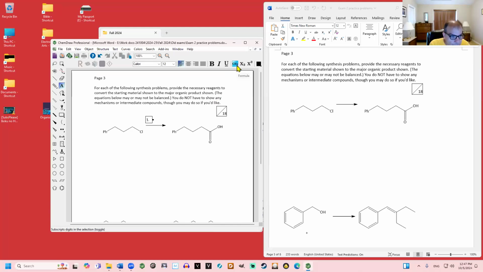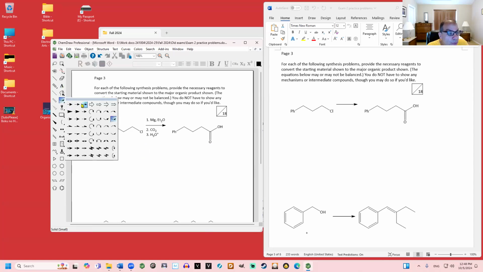You could treat this first with magnesium in either diethyl ether or THF. Both are equally acceptable. And then with carbon dioxide, and then with dilute aqueous acid. That's carbonation of a Grignard reagent. So you go from Cl to MgCl, you make the Grignard reagent, then you add CO2 and you make CO2 minus, then you protonate it and make CO2H. That would be fine, but there's actually another correct answer. That's the one in the answer key, but there's another correct answer.